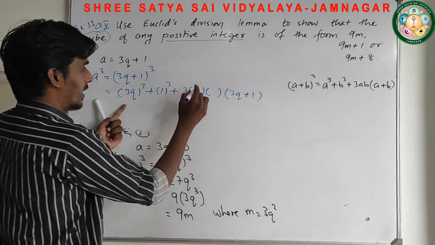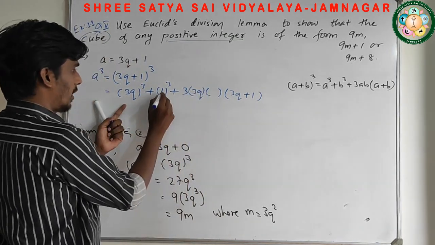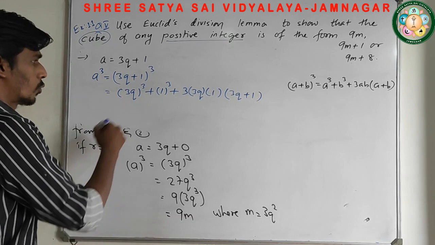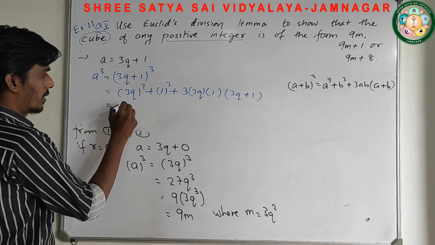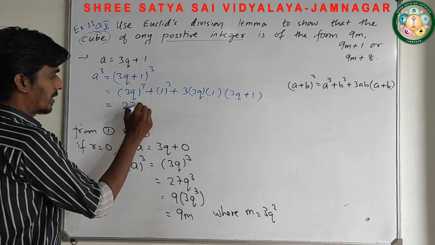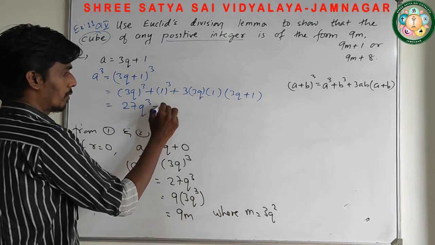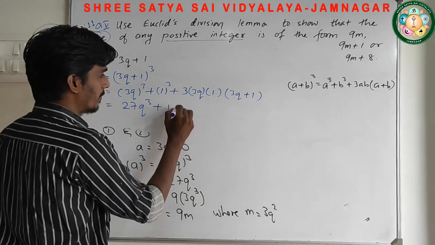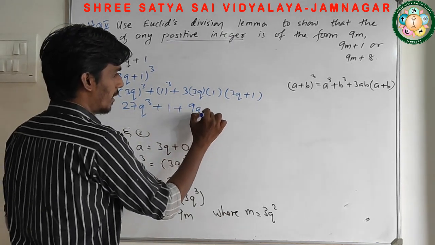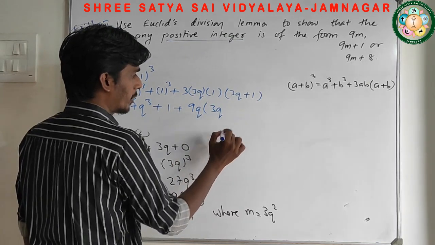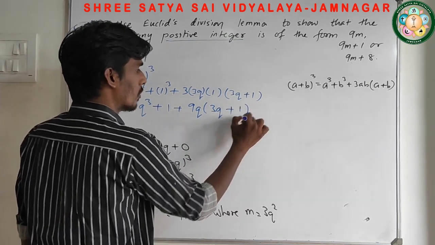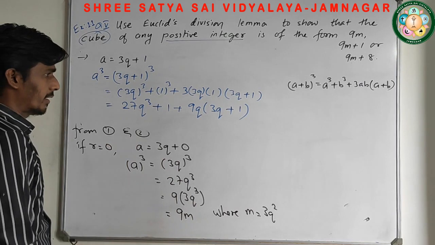यहाँ पे क्या आएगा a, that is what? 3q. यहाँ पे क्या आएगा? 1. So open the bracket. So it's 27q cube plus 1, 3 3s are 9q, (3q plus 1). Open the bracket.